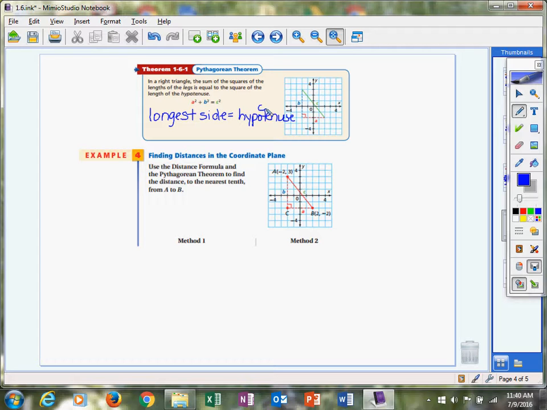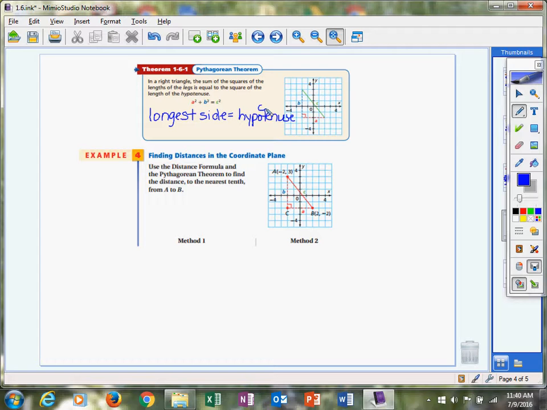Now your legs can be labeled either A or B. It doesn't matter. Okay? So if you do a squared plus b squared equals c squared, and you're trying to find one of those missing sides, if you know the other two, you can find that one.